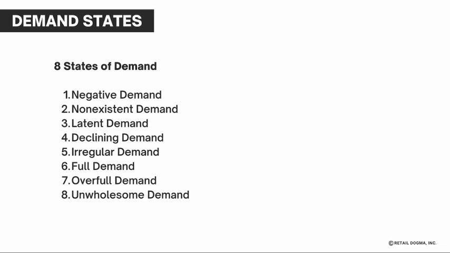Irregular demand: a demand exists, but it's seasonal in nature and not consistent throughout the year. Full demand: consumers are buying the entire quantity of the product on the market. Overfull demand: demand is higher than the current supply of the product. Unwholesome demand: there is demand for a product that has negative social consequences. Marketers should be able to identify the states of demand and the causes behind such state, and implement a plan to shift undesirable states of demand towards desirable ones.